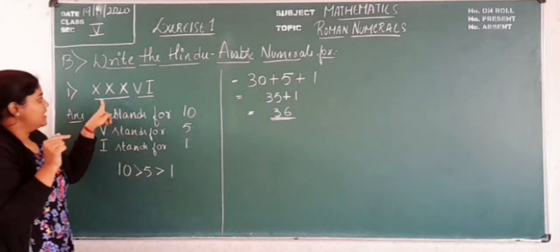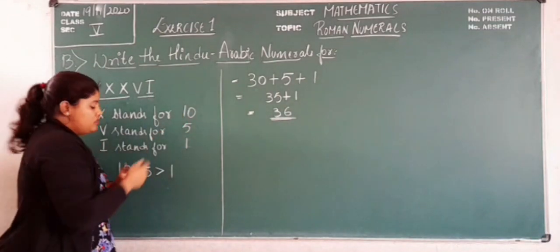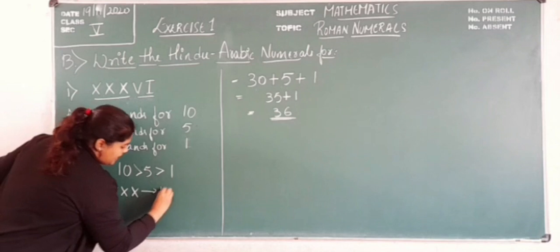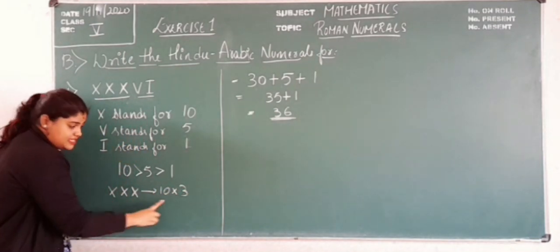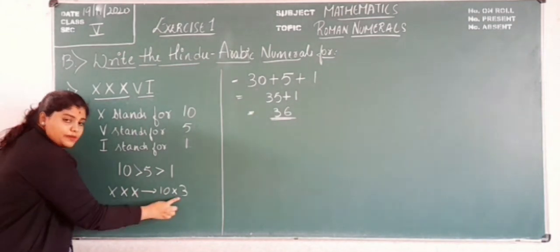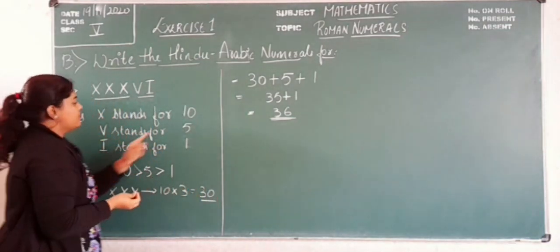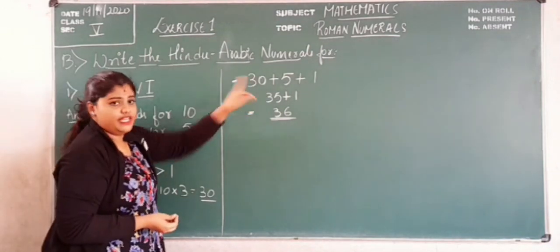So here it is x 3 times. The value of x is 10. They have given 3x, so 3x means 10 into 3. The value of x is 10, and it is repeated 3 times, so 1, 2, 3. I have multiplied by 3, so it is 30. In place of 3x, I have written 30.